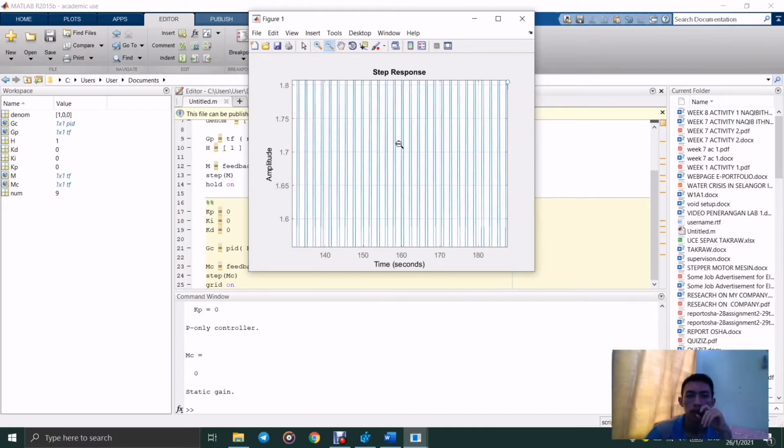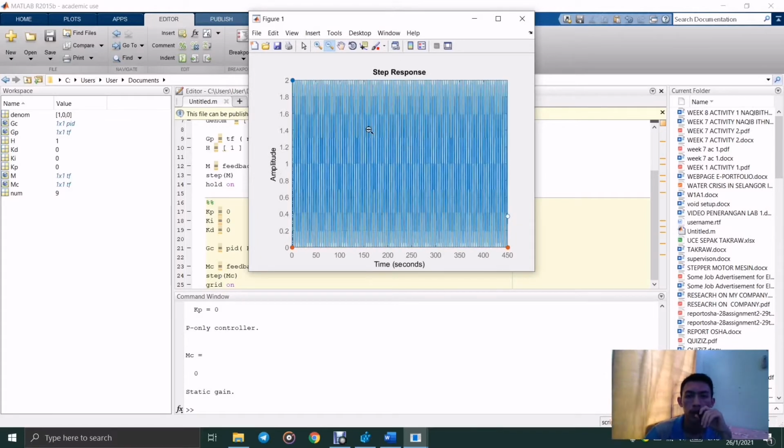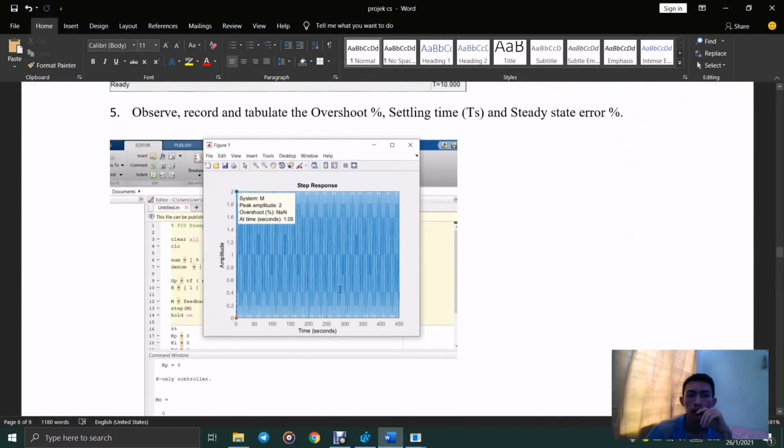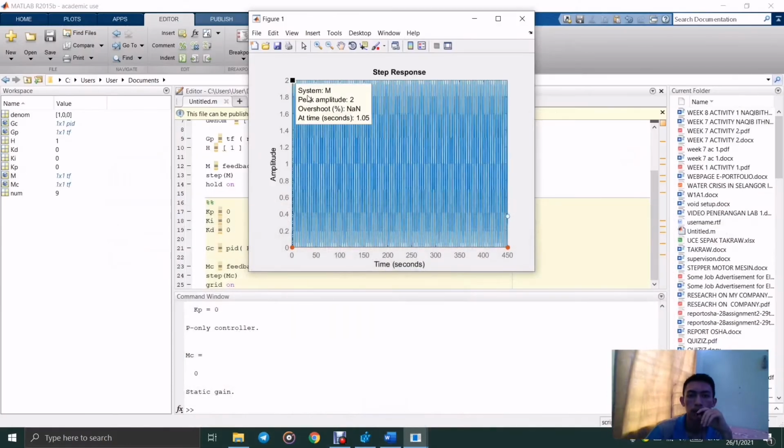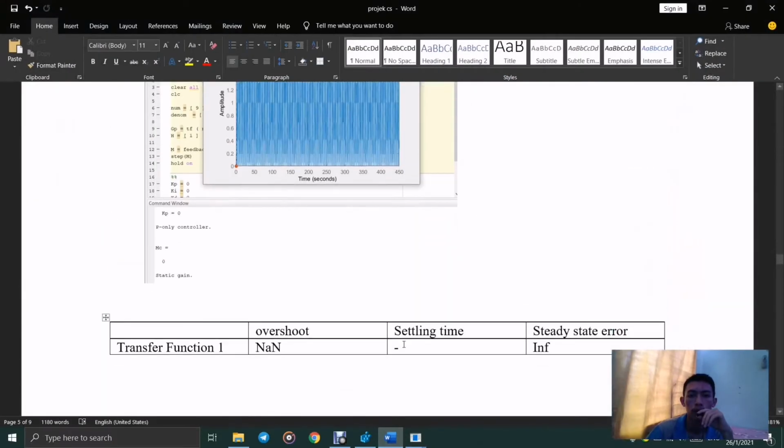After that we zoom out the graph, and we can see what we found, what we want for the report, which is the overshoot, settling time and steady state. The overshoot is none, settling time none, and final value infinity.